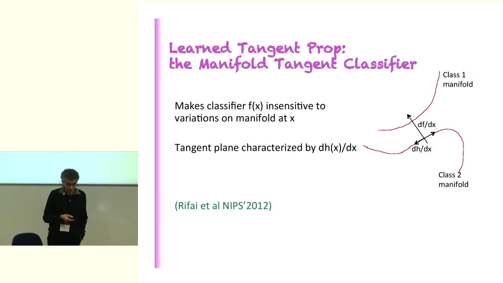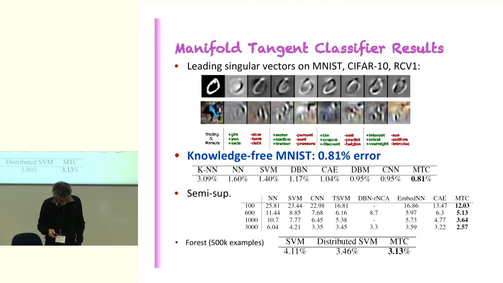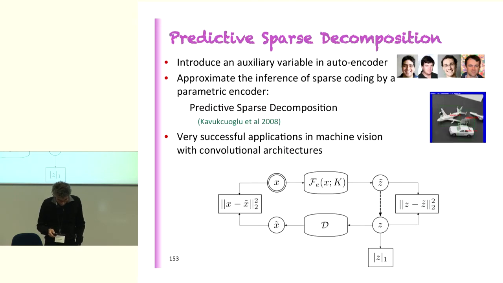So in NIPS 2012, we had a paper that won an award by using this trick to regularize a classifier by asking it to have this property that its derivative with respect to the input would be orthogonal to those leading directions learned by an auto-encoder. All right.